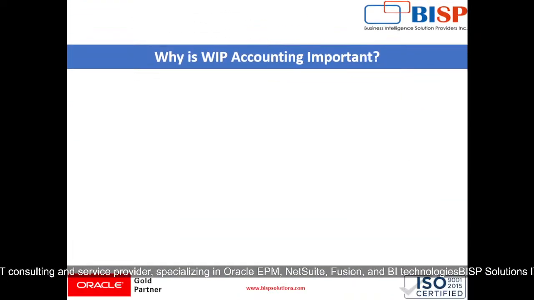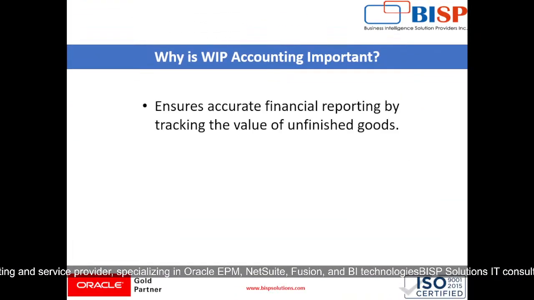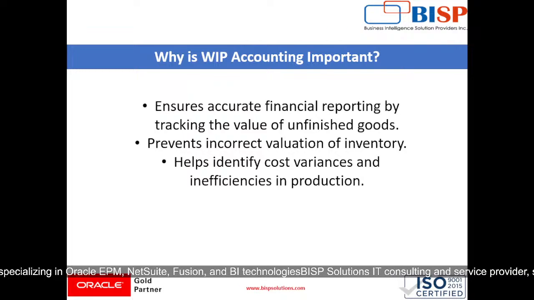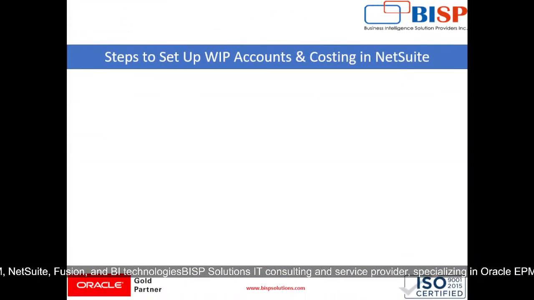So why is it important? Because it ensures accurate financial reporting by tracking the value of unfinished goods, prevents incorrect valuation of inventory, and also helps in identifying cost variances and inefficiencies in production.